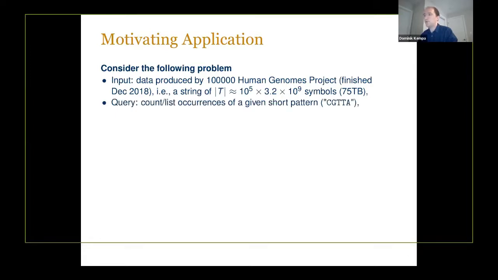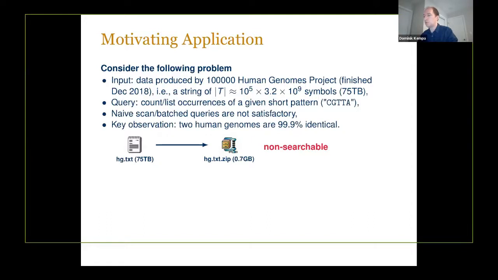One of the most basic queries on such a dataset asks to count or list all occurrences of a given short pattern. Due to the sheer volume of data, any solution that involves repeated scanning of it is too slow. Similarly, solutions based on batching the queries are not satisfactory. What we are after is the ability to answer queries online. The crucial observation that allows us to efficiently handle this dataset is that genomes of 2 people are nearly identical. So by compression, we can reduce the size of the data by orders of magnitude.